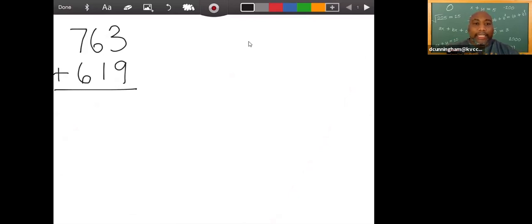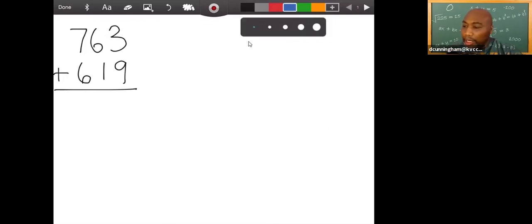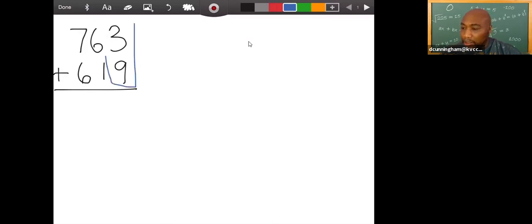So I decided to write it vertically so I can look at the place values, the ones, the tens, and the hundreds, and line them up and add. So we're going to start with the ones when we add whole numbers. The ones is where the 3 and the 9 are. This is the ones place value right there. And so we're going to add 3 and 9, and 3 plus 9 is 12.